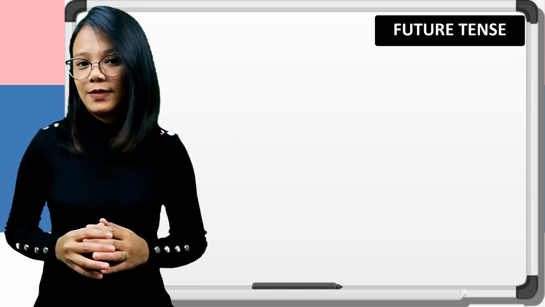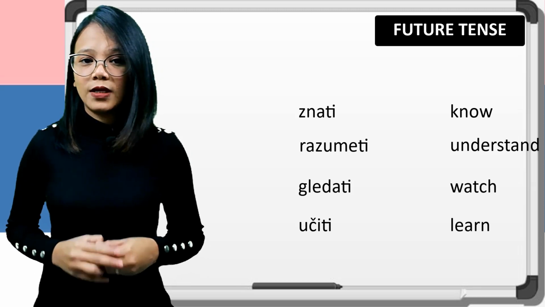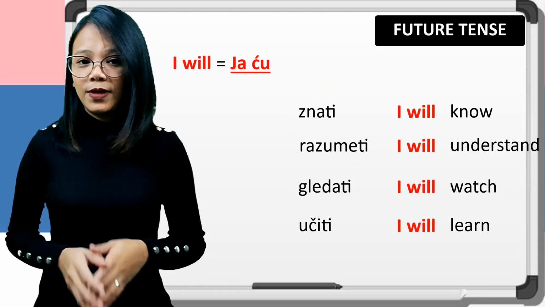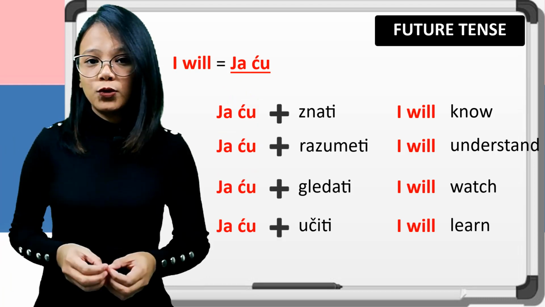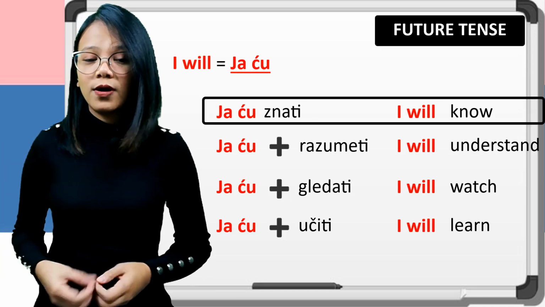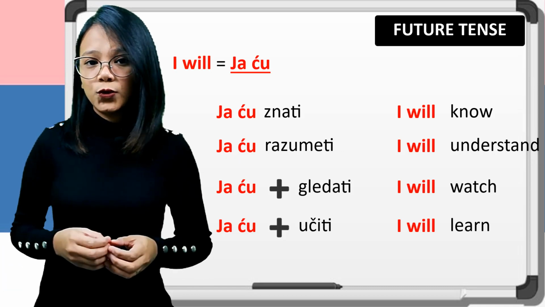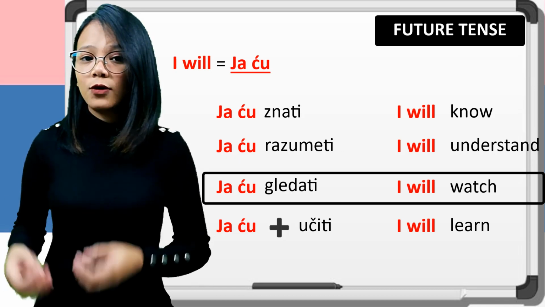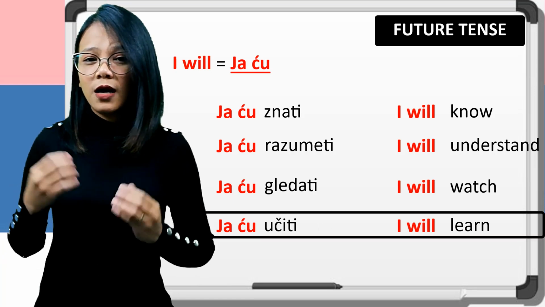Let's use the same example. Znati, razumeti, gledati, učiti. For I will it's ja ću plus the infinitive verb. Ja ću plus znati, ja ću znati, I will know. Ja ću plus razumeti, I will understand. Ja ću plus gledati, I will watch. Ja ću plus učiti, ja ću učiti, I will learn.